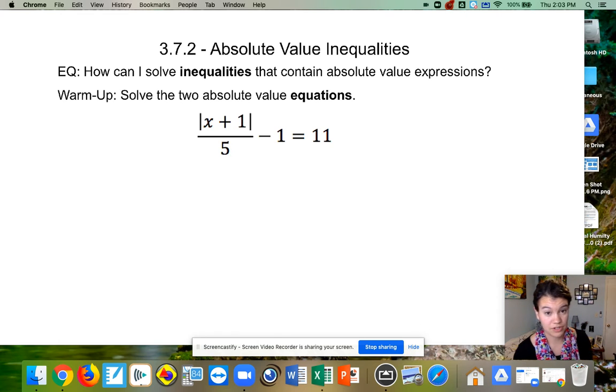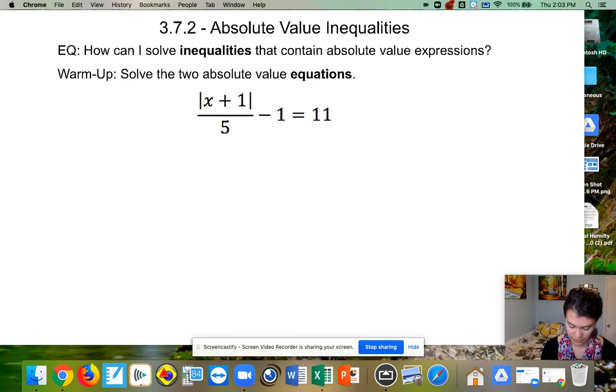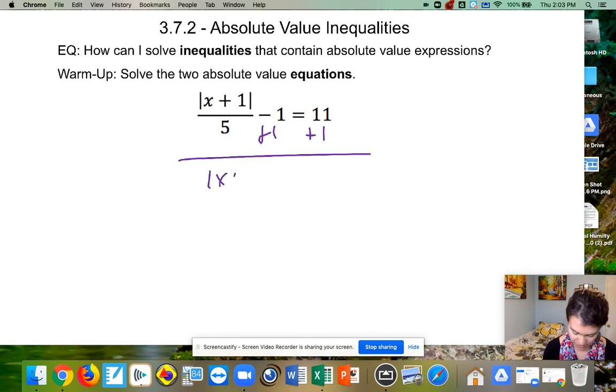So today we're talking about solving absolute value inequalities. As a reminder, solve this absolute value equation, and then we'll talk about how to do the inequality. You want to start by adding 1. We want to get the absolute value all by itself before we can do anything with it. And then multiply by 5.